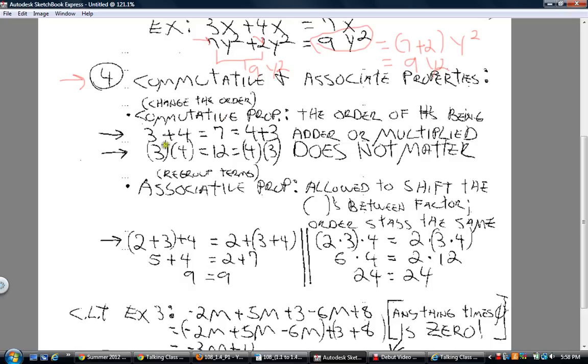The commutative property of addition. It basically says it does not matter the order that you add numbers. 3 plus 4 is the same as 4 plus 3 because the result is 7.